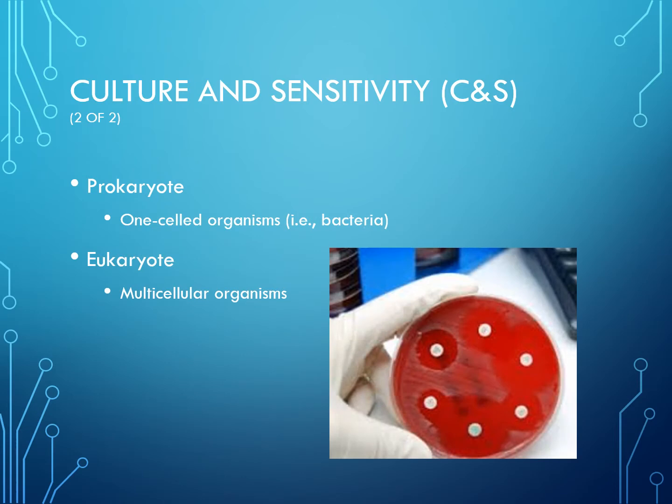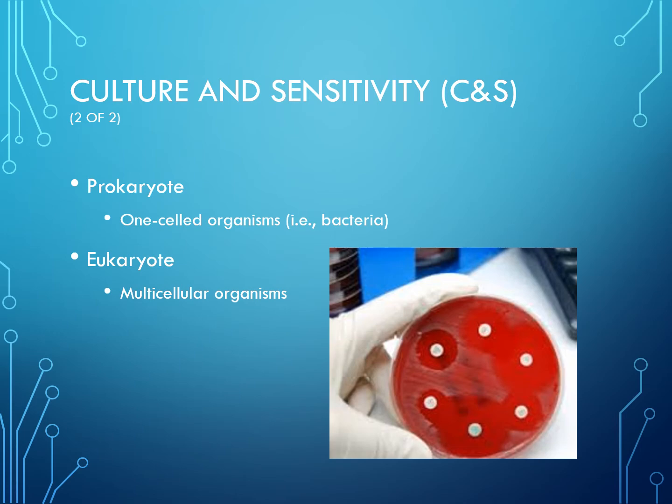You can see here the picture of that plate that we talked about. The ones that have a big red ring around them, that means the antibiotic that they've used on that portion is pretty good at killing off that specific bacteria, so that's what they would select.